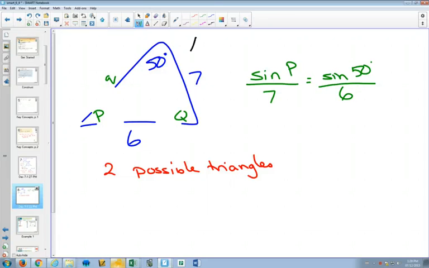So we'll title this the ambiguous case. First of all, we recognize that we can use the sine law because we have an angle and its opposite side and one other piece of information. So here, angle, its opposite side, one other piece of information, that tells us we can use the sine law.